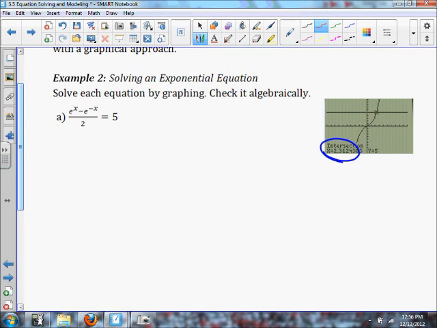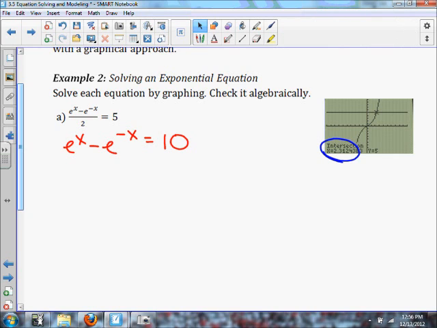We're going to multiply both sides by 2. Then I'm going to bring the 10 to the other side.